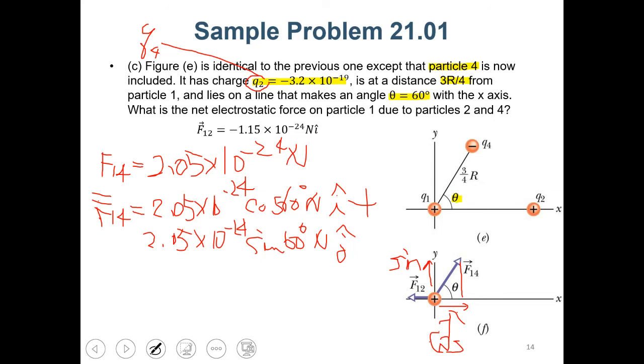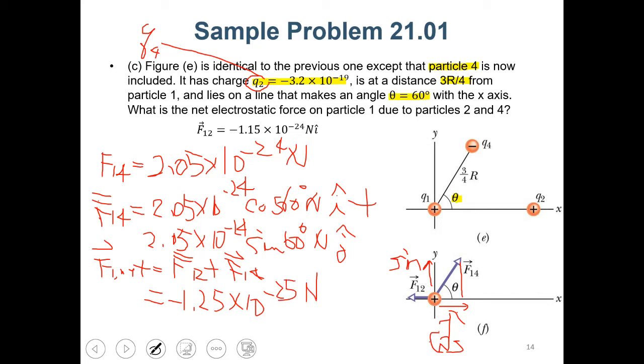So we can calculate F1 net, which is F12 plus F14, which is minus 1.25 times 10 to the minus 25 newton in the i direction plus 1.78 times 10 to the minus 24 newton in the j direction. So that's the answer for this problem. Any questions?